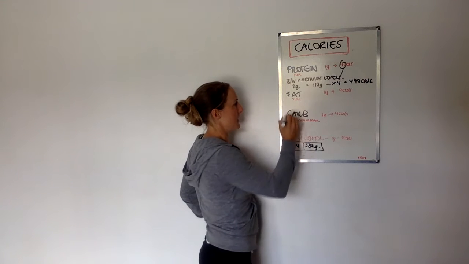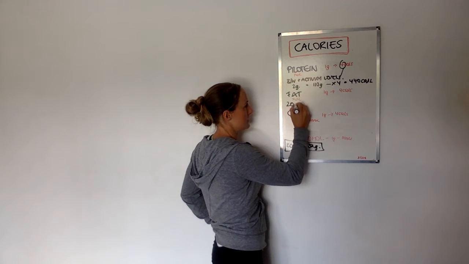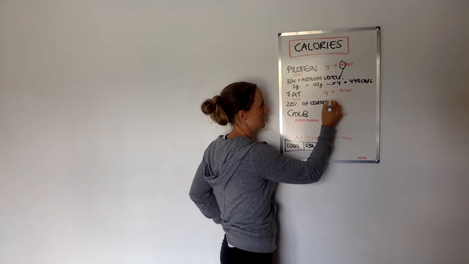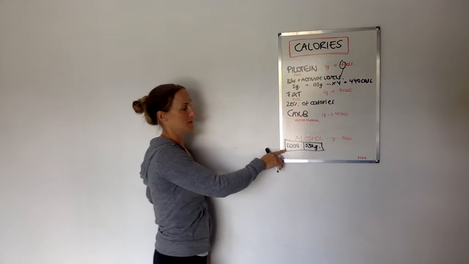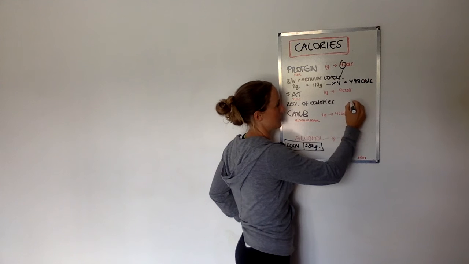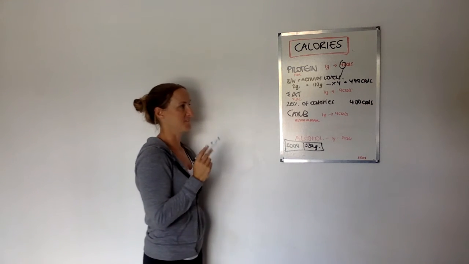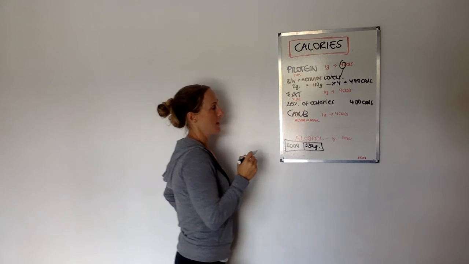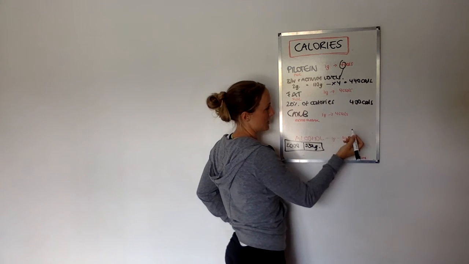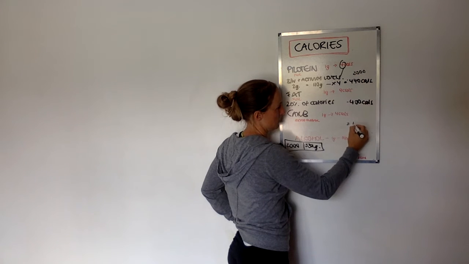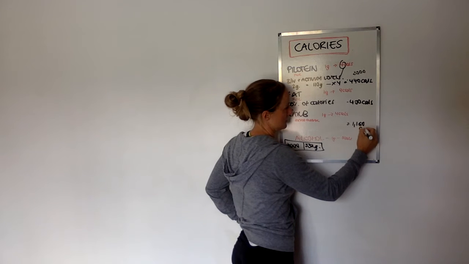When it comes to fat, it's a blanket rule: 20% of your overall calories should come from fat. So 20% of 2,000 is 400 calories that should come from fat. And then carbohydrates is going to be the rest. So 2,000 calories minus 440 and minus 400 is going to equal 1,160 calories.